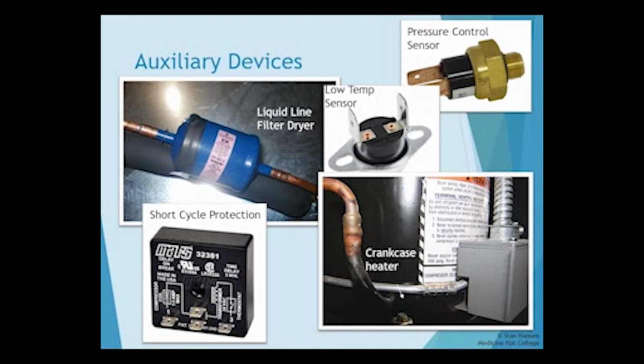The low temperature sensor shuts the system down if it is too cold outside, so the ambient temperature is lower than the evaporator temperature. We have short cycling protection, which stops frequent stop-starts in the system and also protects the system from starting when the pressure is too high. And lastly, we have the crankcase heater, which is only found in some systems. Its job is to keep the compressor crankcase heated so the refrigerant will stay a vapor, and it keeps the refrigerant out of the oil.